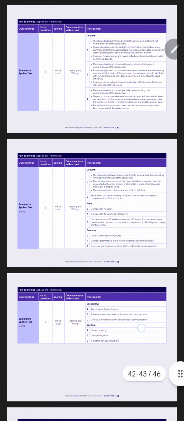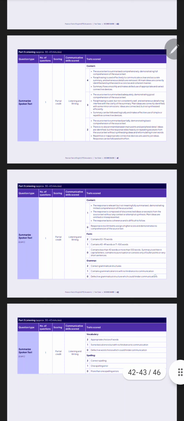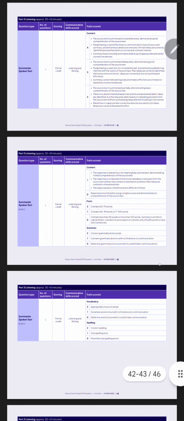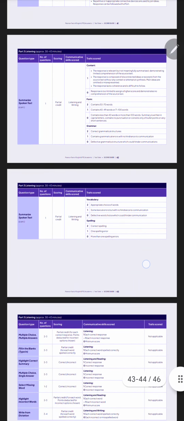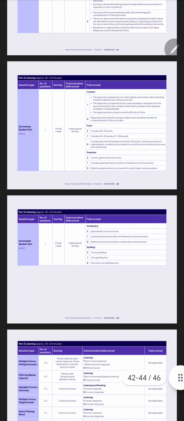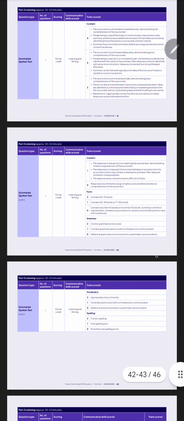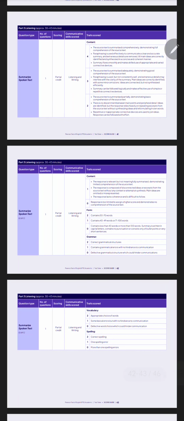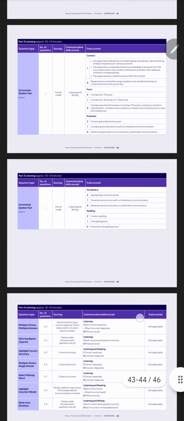Yeah, and we are not allowed to commit any grammatical or lexical errors to achieve the maximum score for spelling, vocabulary, and grammar. Our writing needs to have from 50 to 70 words. Okay.